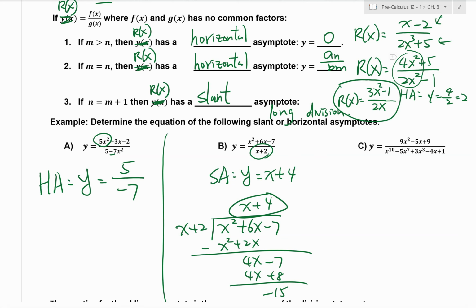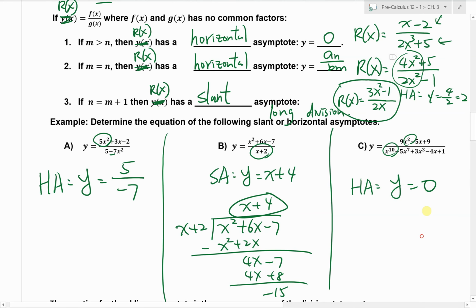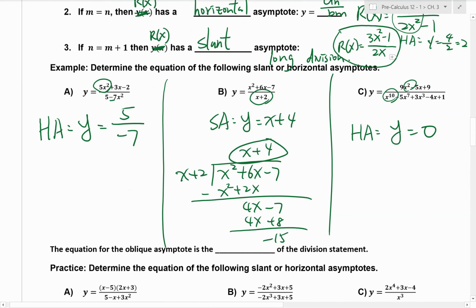Finally, part C, you can see the degree in the denominator is 10, the degree is 2 on the top. It's clearly bigger in the denominator, so in this case, you would have a horizontal asymptote and the equation is y equal to 0. Okay, so these are 3 examples.